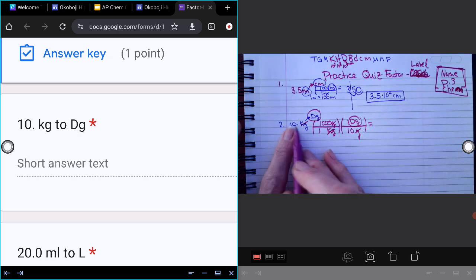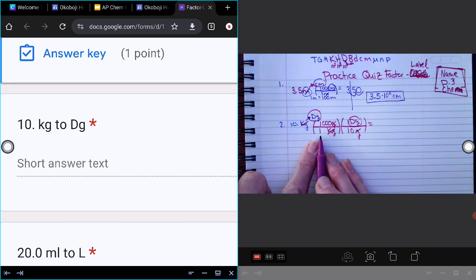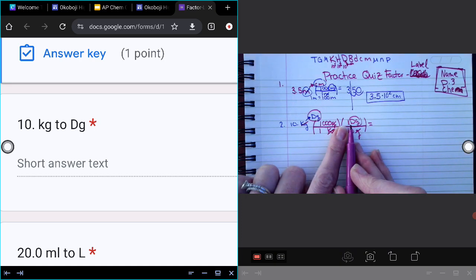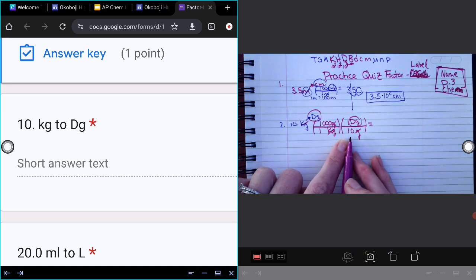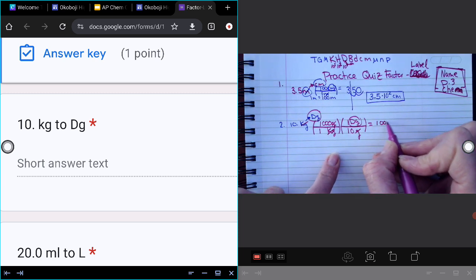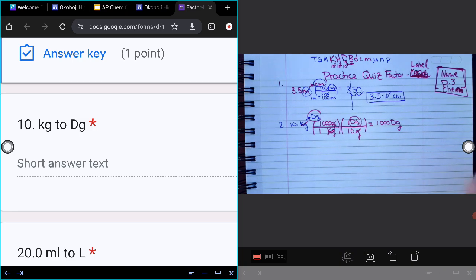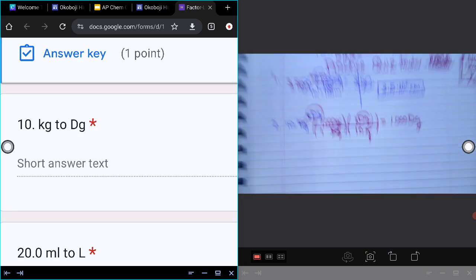So mathematically, I'm going to take 10 times 1,000. So I get 10,000. Dividing by 1 doesn't change it. Times 1 doesn't change it. If I take 10,000 and divide it by 10, I get 1,000 decagrams. How many sig figs are in my given quantity? 2.